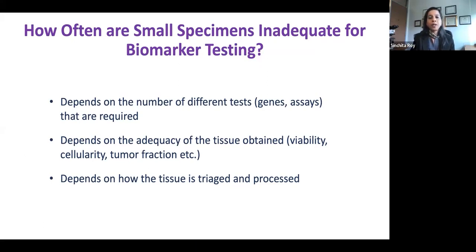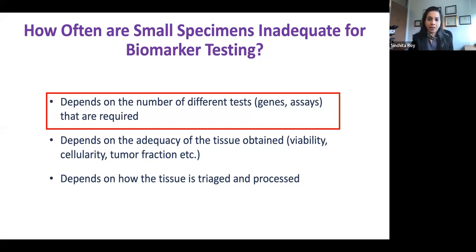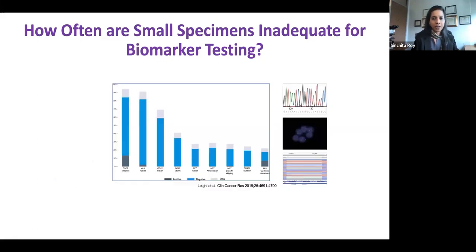So it would depend on the number of tests you're going to do. If I'm going to have a specimen and I'm going to do one single IHC assay, it might be adequate. But then if I break that down and I do a bunch of different things, IHC, FISH, molecular testing, I test 10, 15 different genes, you may run into this issue where it's not adequate.